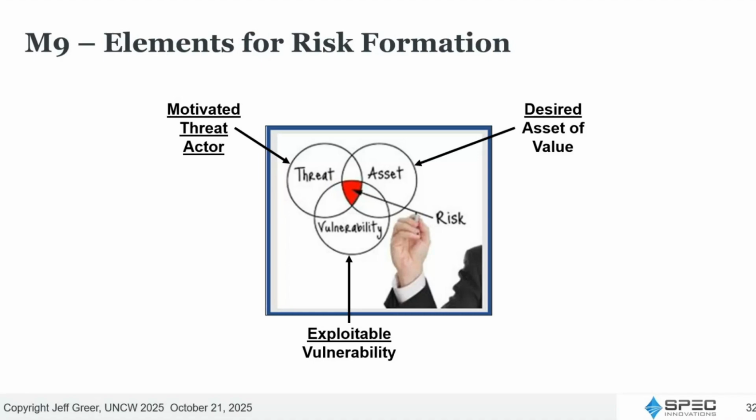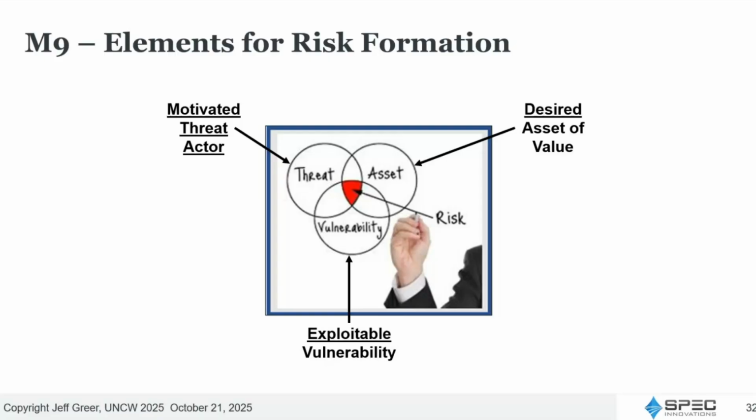So method 9 is where you start to look at the elements for risk formation. I've always liked this diagram because it's really simple, right? In the diagram, they just show asset, threat, and vulnerability. But really, the asset has to be desired, right? There are a lot of assets out there. If they're not desired, you'll never experience an attack.